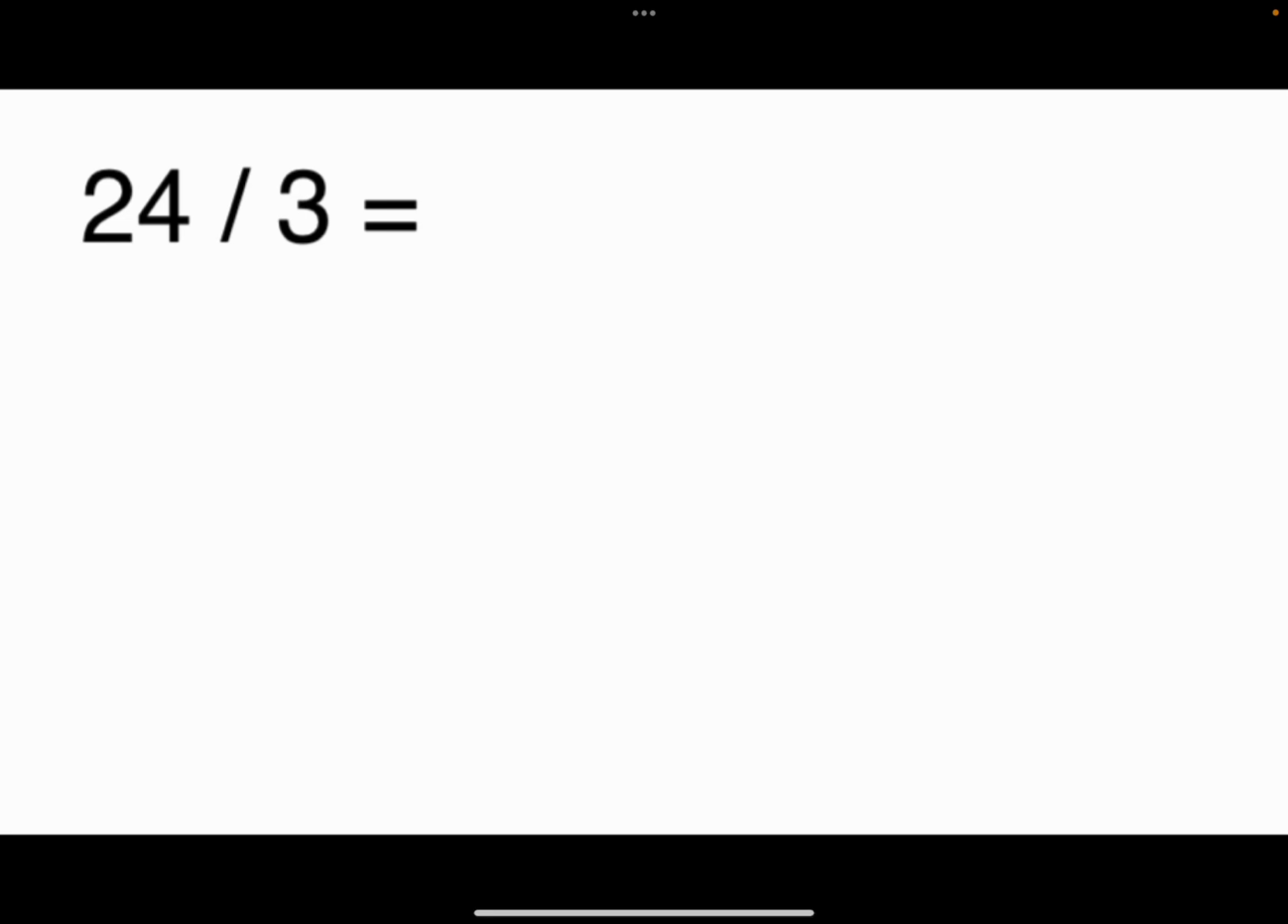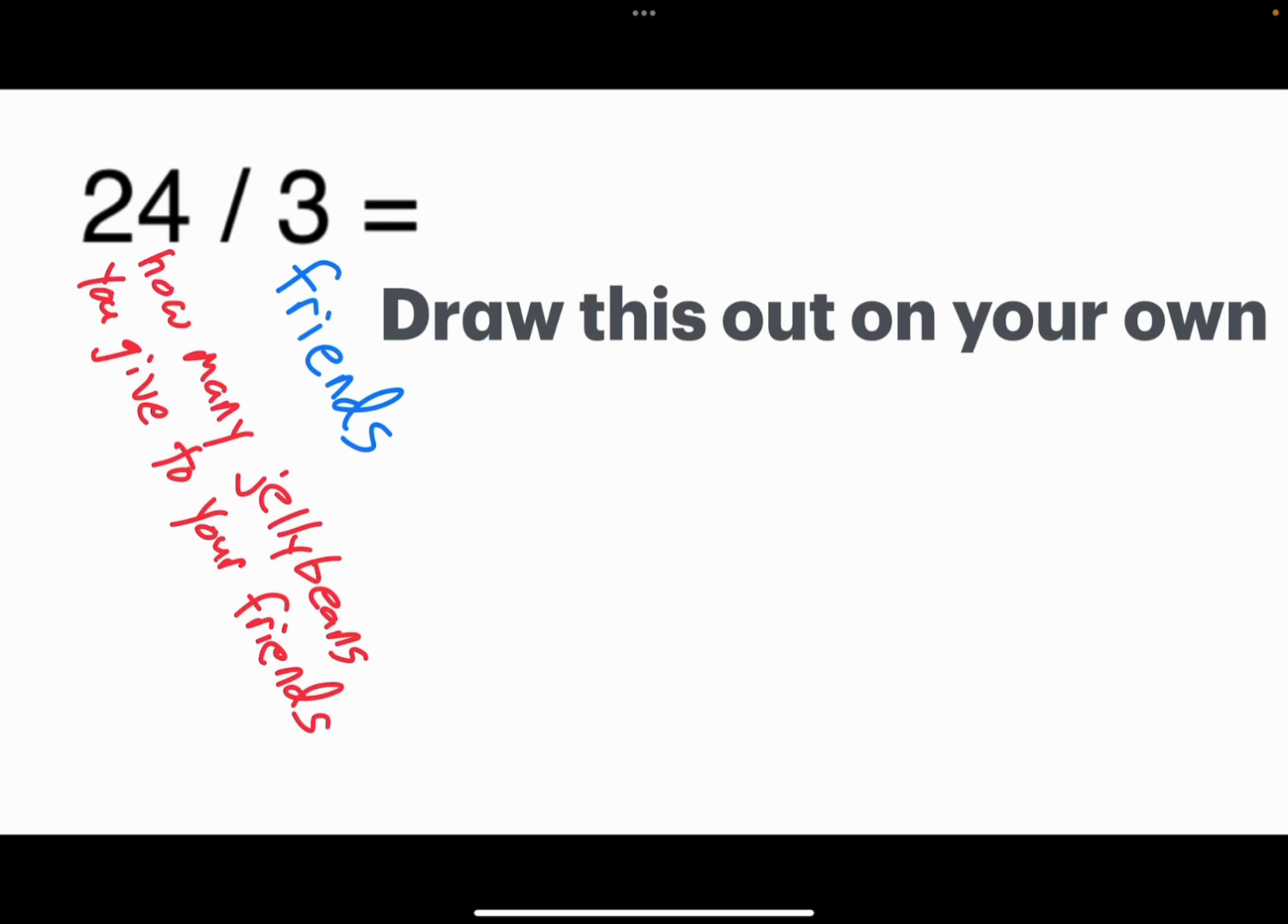All right, now we're looking at division, which is a little different. Remember, the second number, just like in multiplication, is the number of friends. So we've got 3 friends, and the first number represents how many jelly beans we are going to give to our friends. See if you can draw this one out from what you can remember from that video. Pause the video.